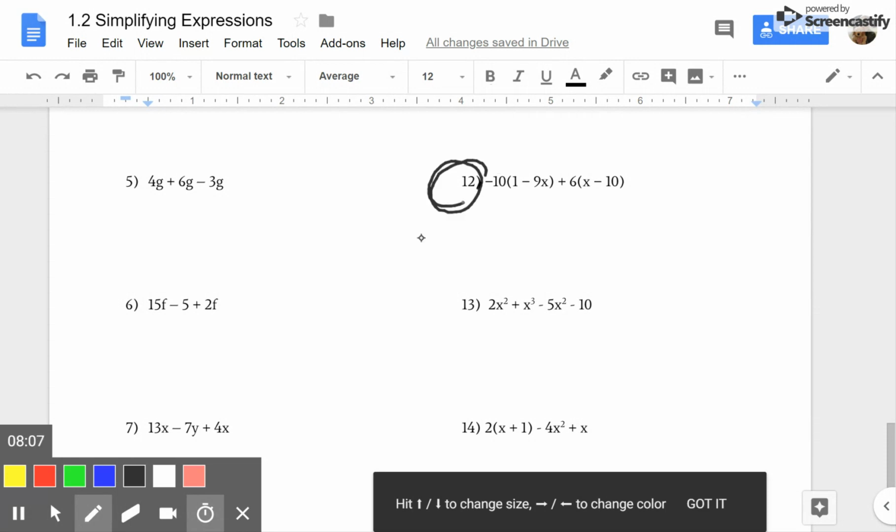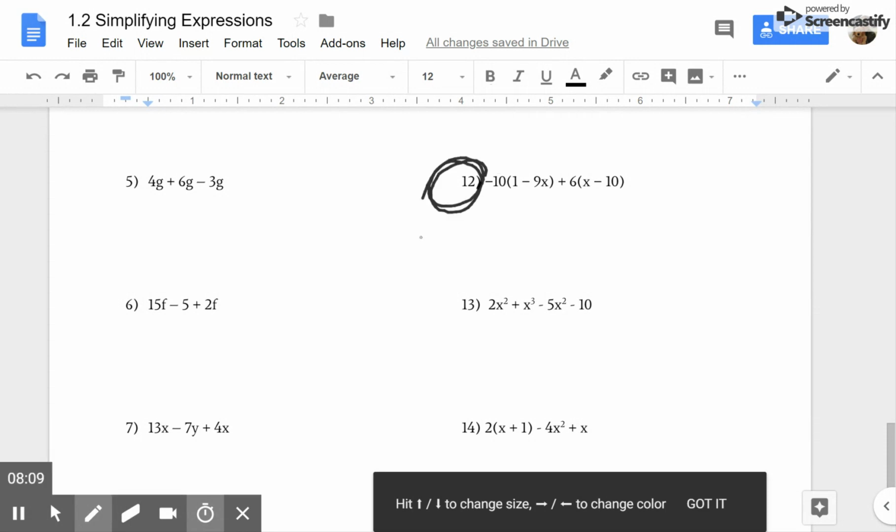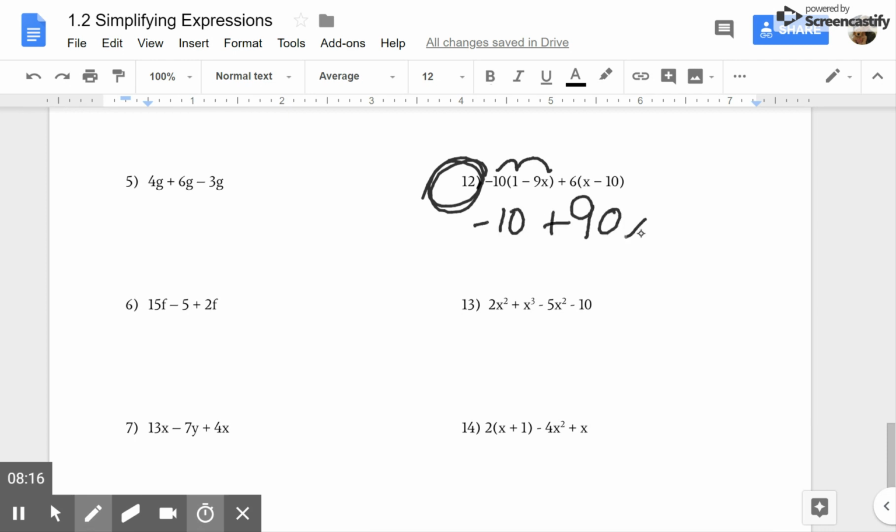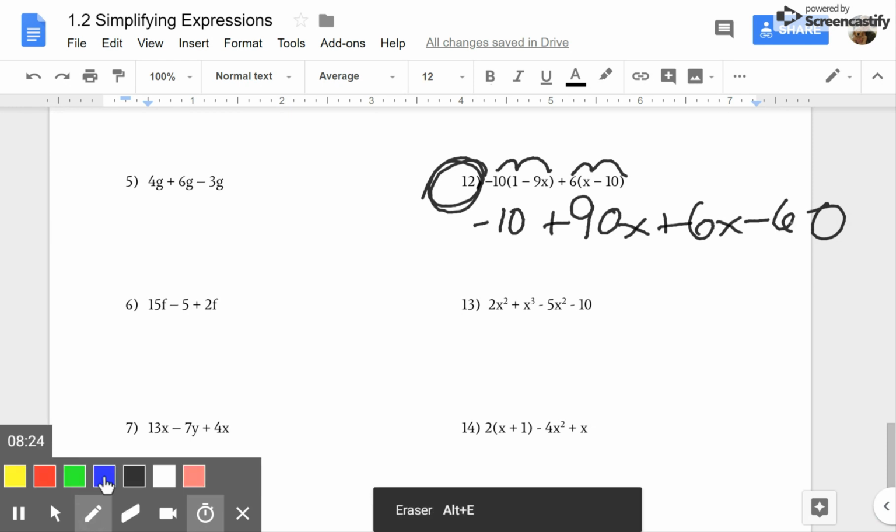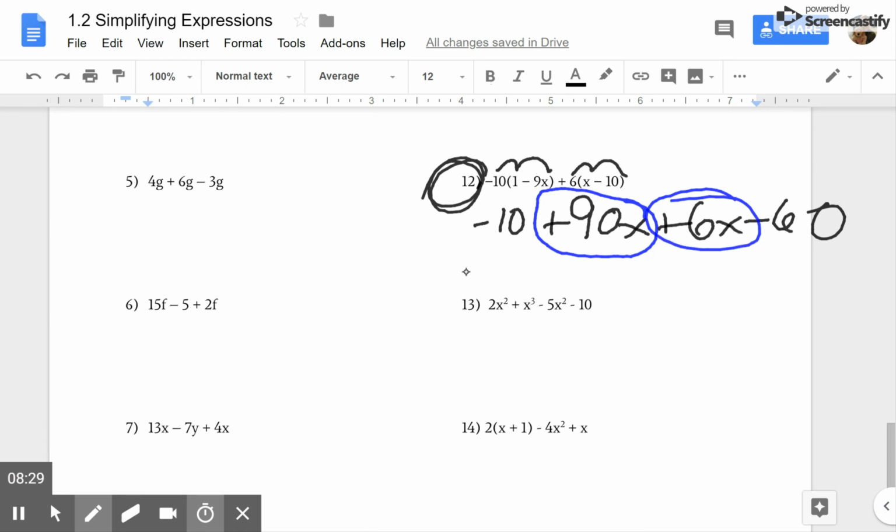Alright, why don't you try 12? Distribute negative 10 plus 9x. Remember, negative times a negative is a positive. Distribute the 6. I have 90x and 6x, so that's 96x. And then I have negative 10 minus 60, which is negative 70.